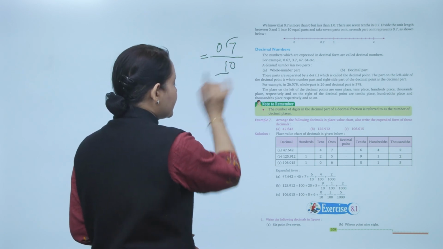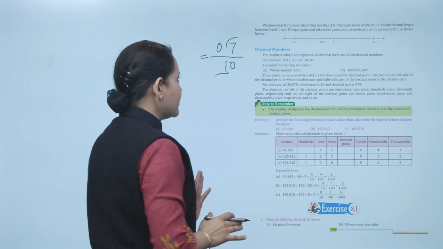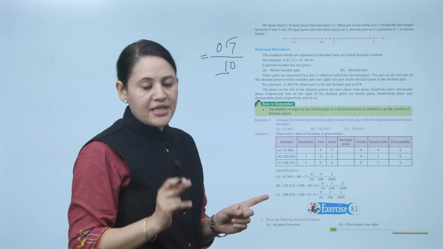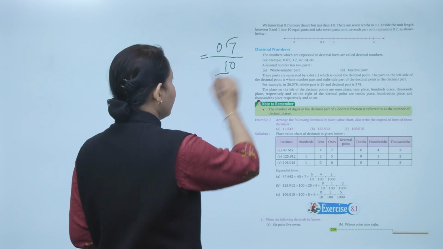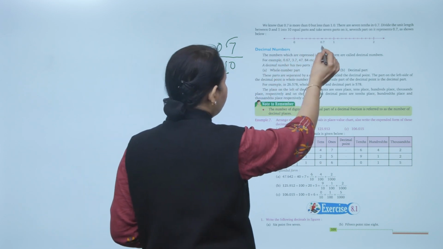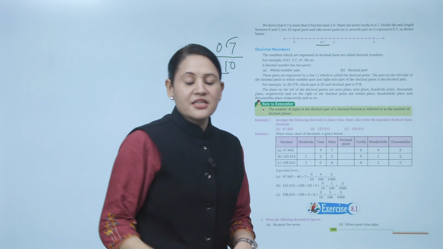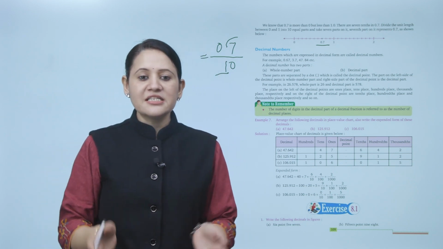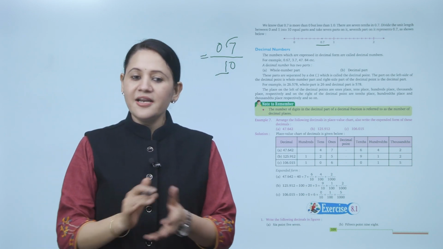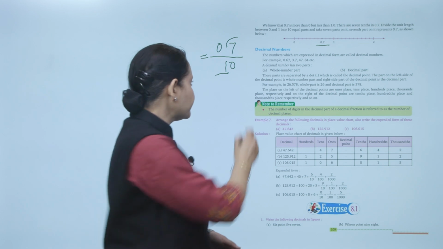Here the denominator is 10. So what will we do? As we know, the number will lie between 0 and 1. So we'll take 10 equal parts. The 7th part will represent 7 by 10 or 0.7. This is how we'll represent a decimal number on the number line. Clear? Next is decimal numbers.